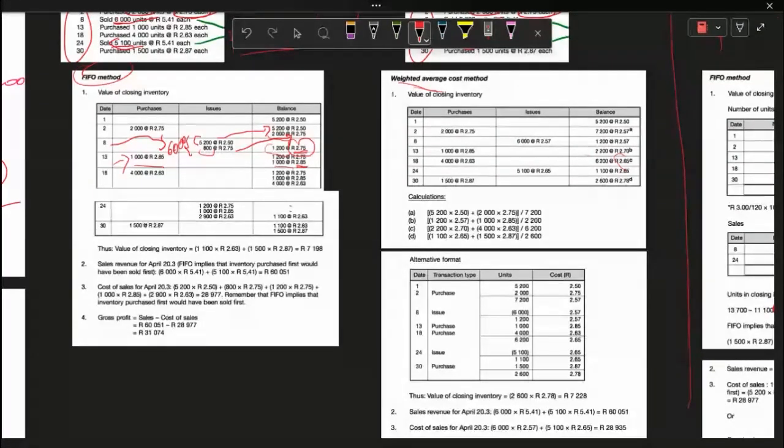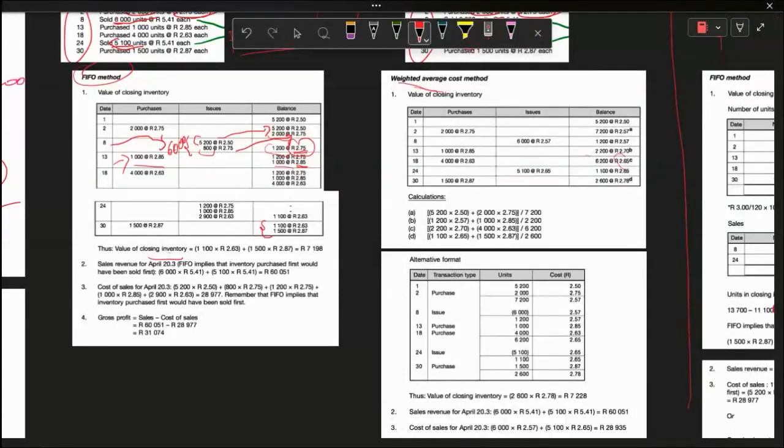There we go. So now, obviously, you need to look at what the questions are asking you. The first question they ask is, can you value the closing inventory? What is the closing inventory though? Here it is. These are the two closing inventory on the 30th. There is 1,100 units at 2 rand 63, and then there is 1,500 units at 2 rand 85. That's all they're asking you.